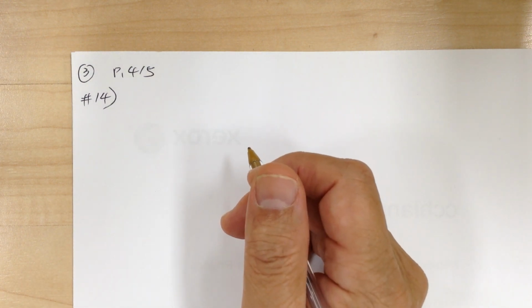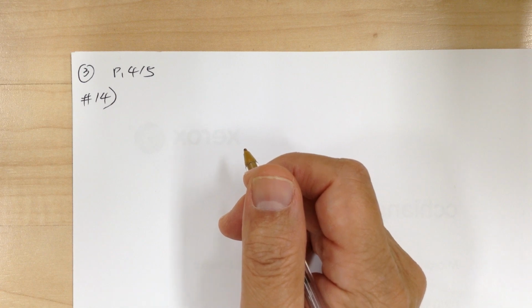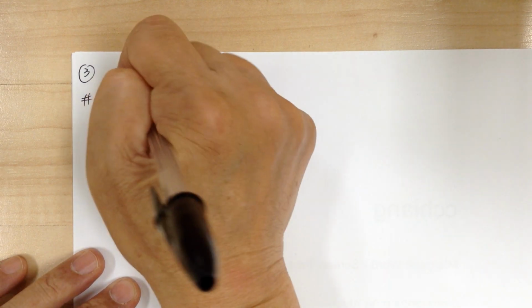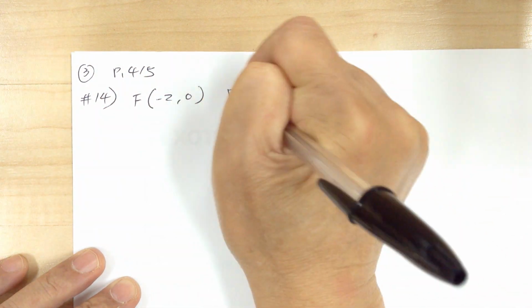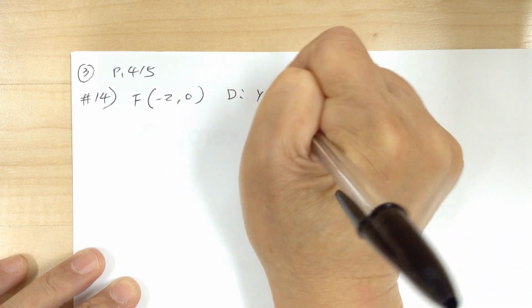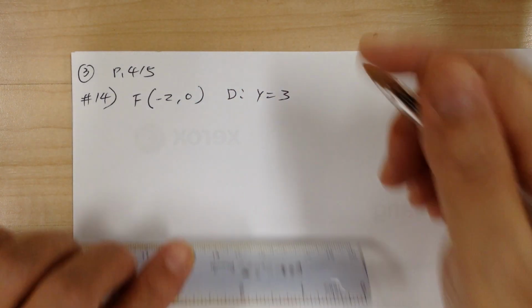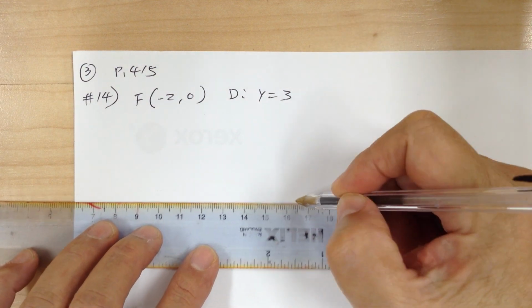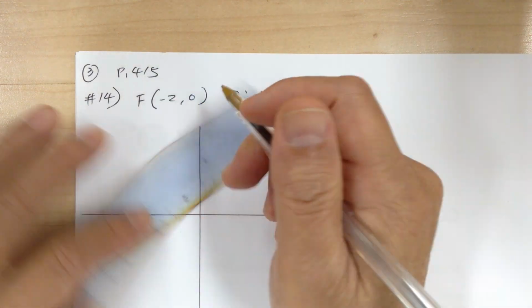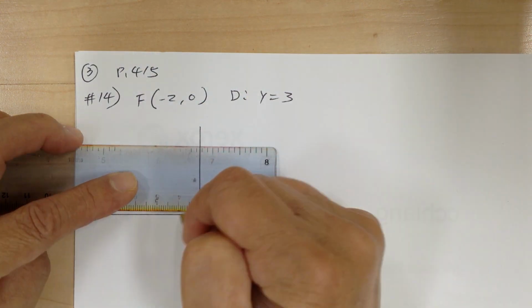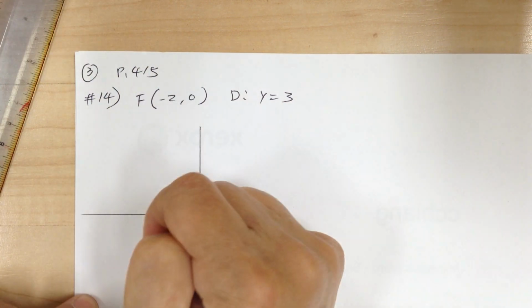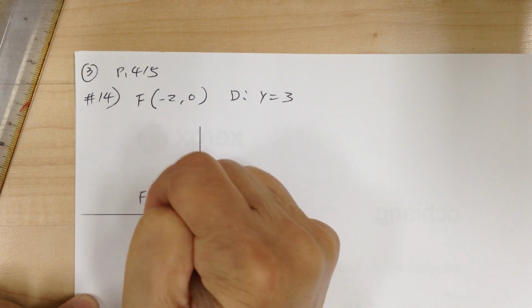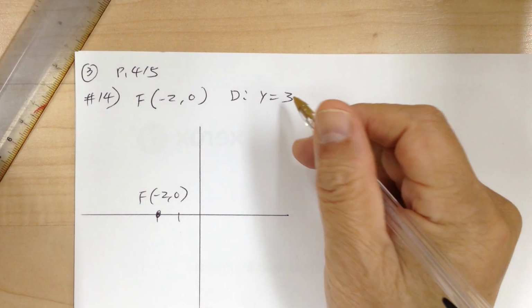Okay, so this one, you find the equation. What you want to do is sketch things out. You have the focus at (-2, 0) and the directrix at y = 3. When you're doing this kind of problem, it's very important to have graph paper and sketch it out, because it will help you visualize. Here's the F at (-2, 0), and the line y = 3.